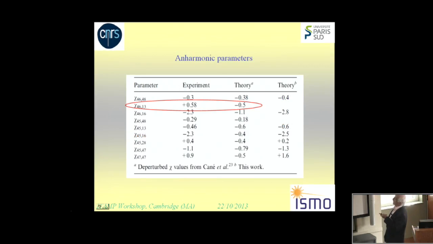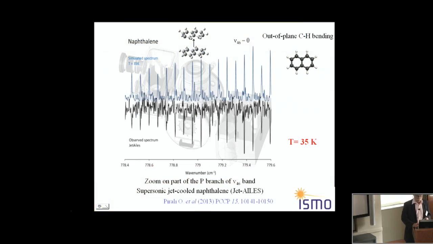This is to stress that this coupling constant between mode 46 and mode 13 is positive experimentally, while it is predicted negative. And there is some overall agreement, but with some discrepancies as well. This is an example of the low temperature slit jet spectrum, where you can see a fairly well resolved and well fitted spectrum.